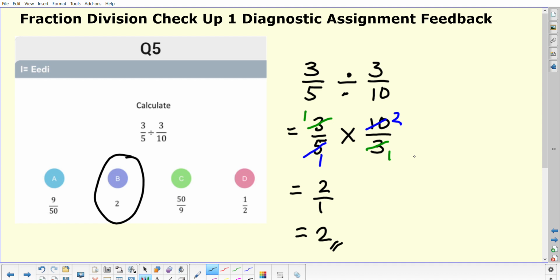So hopefully you got all of those correct. If not, look at the ones that you didn't get correct and go back and check where your errors were. And hopefully going forward you'll be able to say that you can do fraction division.